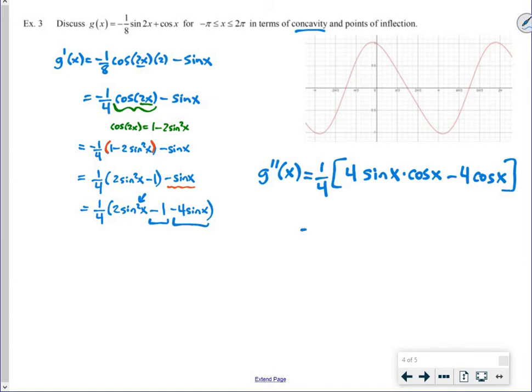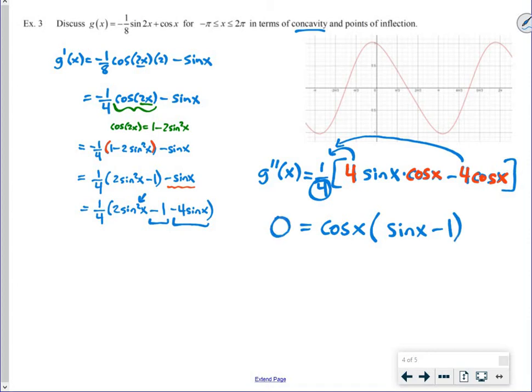Derivative of sine is cos. Okay, so now we can factor a 4 out of each of these things. We can also factor out a cos x if we wanted to. If I factor a 4 out of each of these things, 4 divided by 4 is 1. And then what I'm just left with is cos x times (sine x minus 1). Okay, and that looks pretty nice. So let that equal 0. That's going to give us our points of inflection.